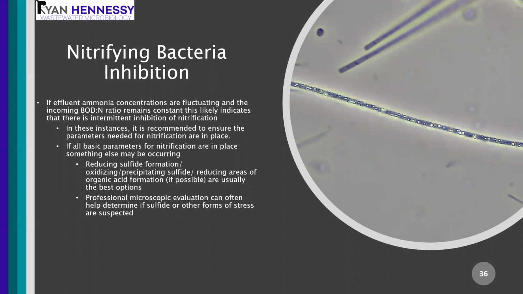Some of the things that you can do would be to reduce sulfide formation. Sulfide can be very toxic to nitrifying bacteria, especially as the pH decreases closer to 7, where that sulfide tends to have a really big impact on nitrification. And then also reducing areas of organic acids.